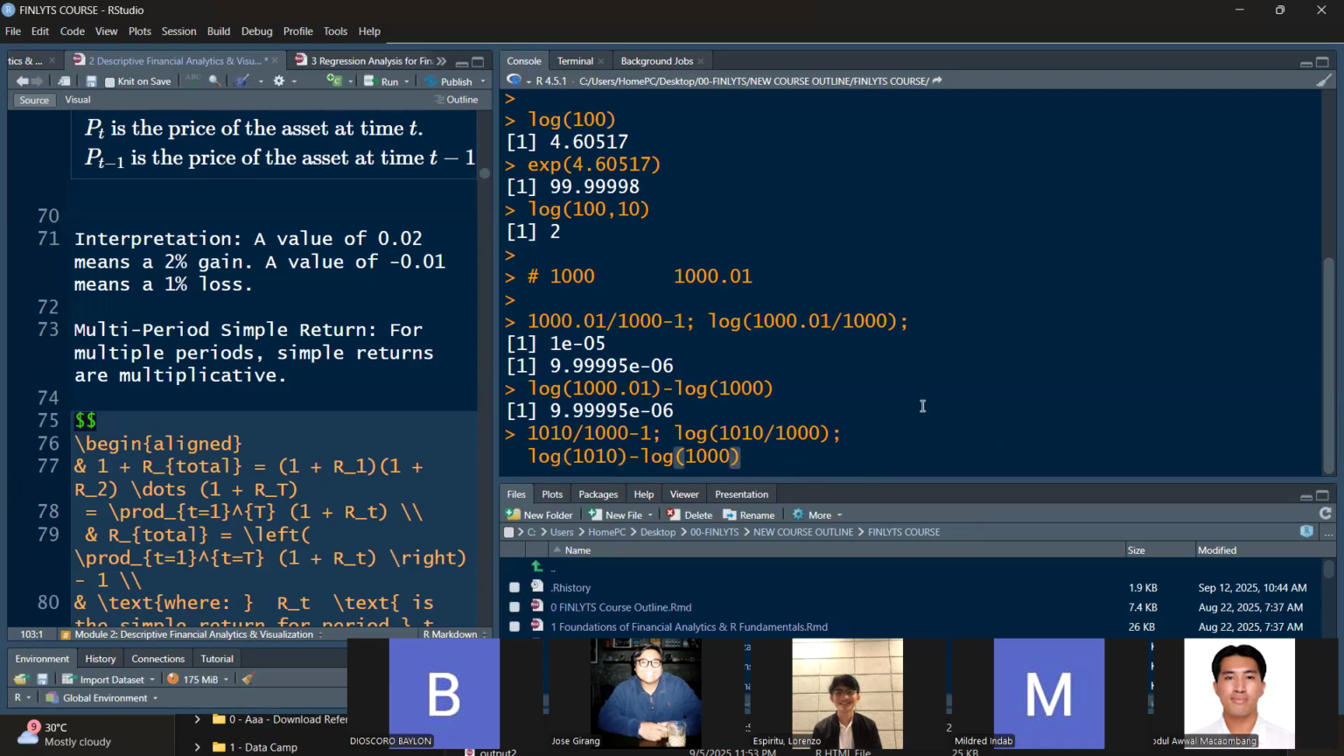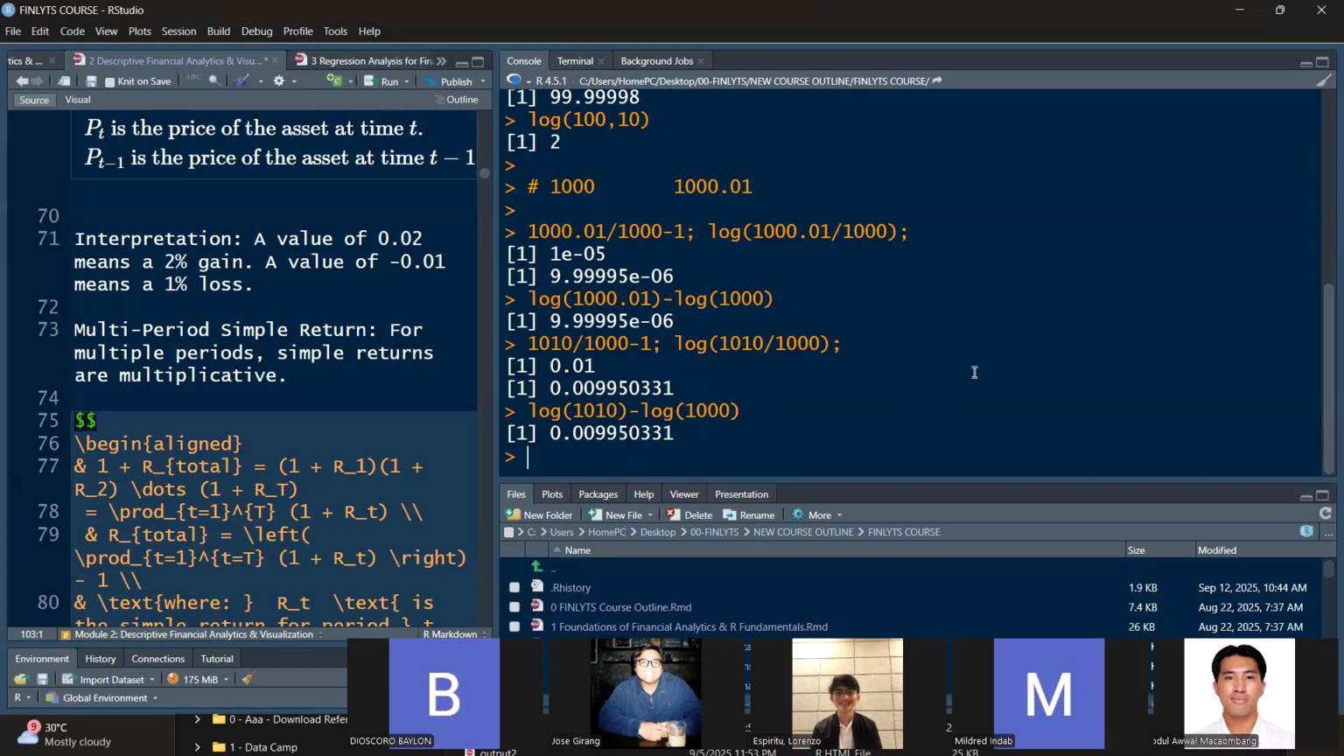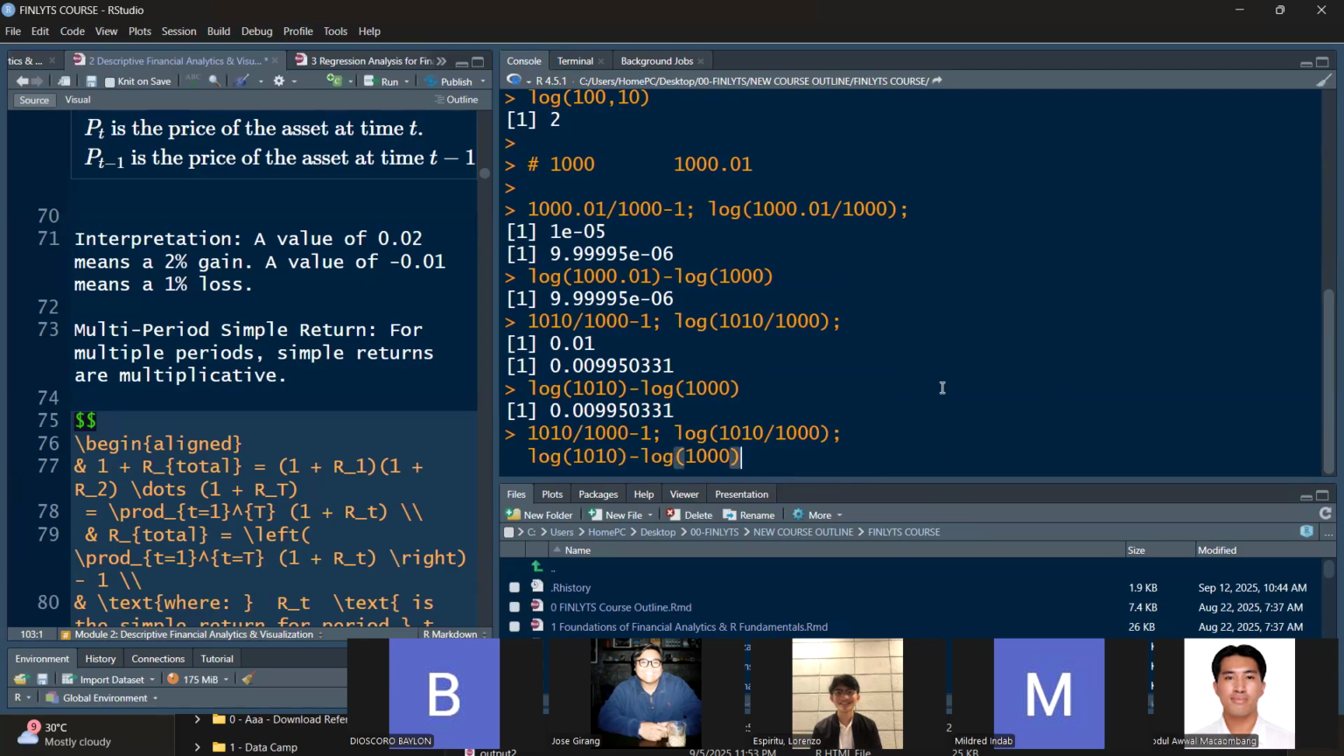So if we run this, class, what do you notice? 0.01, 0.00995. They are practically the same. And then we're saying that R sub t, the big R sub t, the simple return, is approximately equal to the small r sub t. You can see here that if we round this off to the next decimal place, it's practically the same, 0.01 then 0.01. All right, I'll increase it a bit.